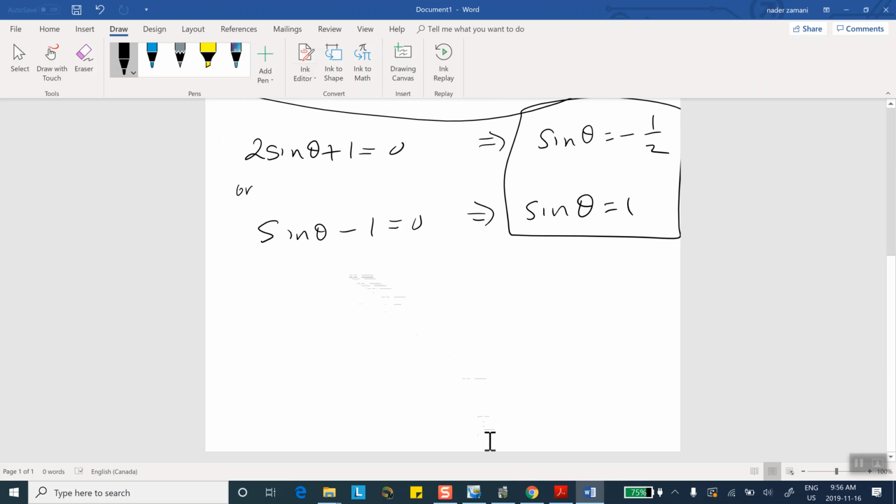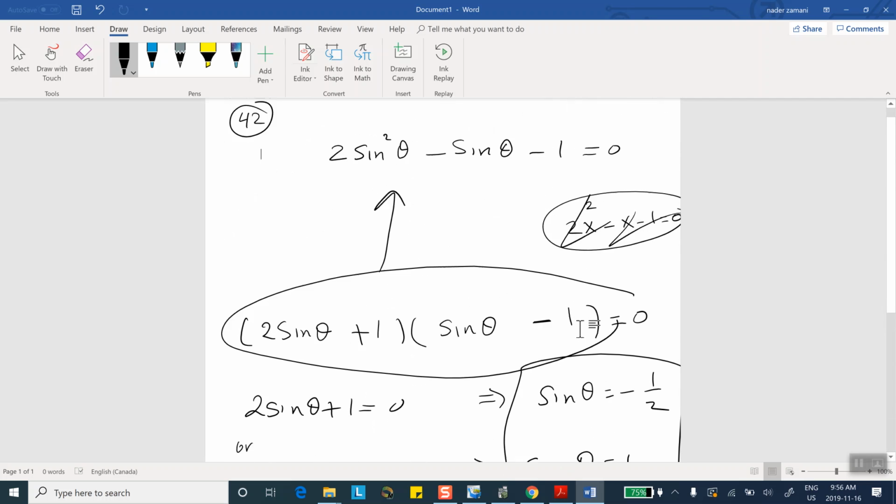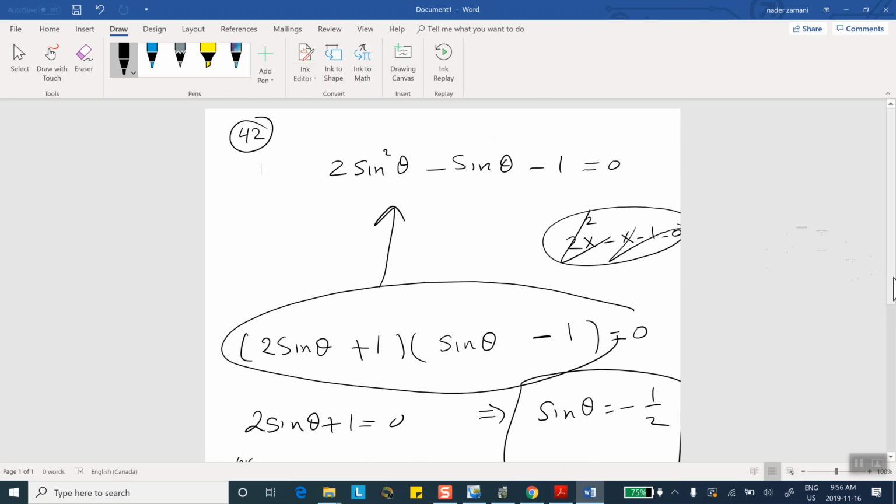Okay, the last one is a word problem. Well, let me see if I can get this thing worked out. Where is this?